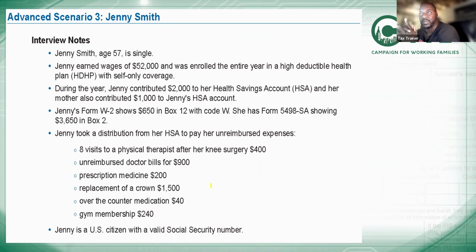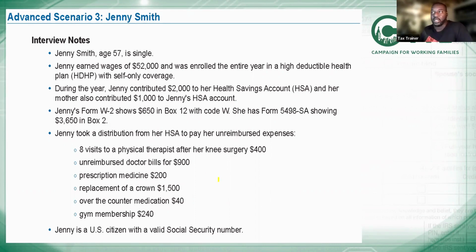So we have Jenny Smith, who's 57 years old and single, and Jenny earned wages of $52,000 and was enrolled in this high deductible healthcare plan, right? She was only covered for herself. During the year, Jenny contributed $2,000 to the health savings account, and her mother also contributed $1,000 to the HSA. Jenny has a W-2 that shows $650 in box 12 with a code W. She has a 5498-SA showing $36.50 in box 2. And then it says Jenny took some distributions, and we'll talk about what qualifies.